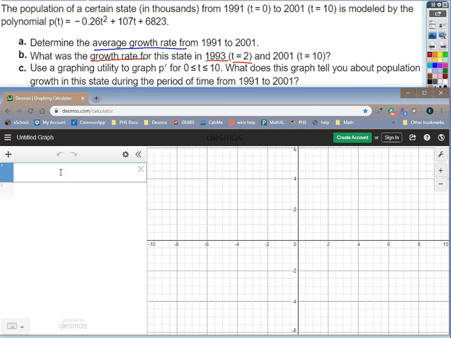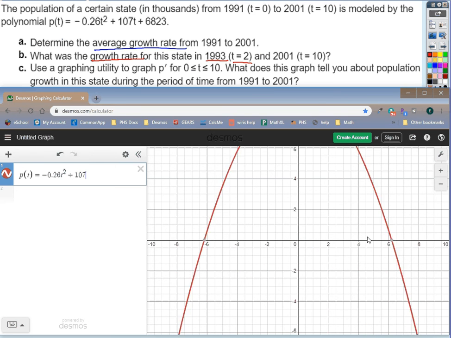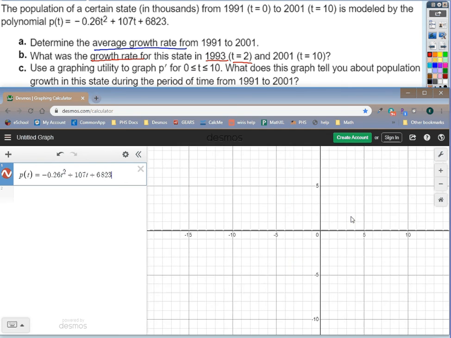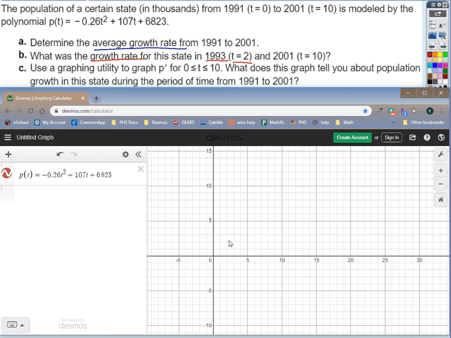All right, so here's our function. P of t equals negative 0.26 t squared plus 107 t plus 6823. Okay, and I'm probably way off. We've got to zoom out to see this.